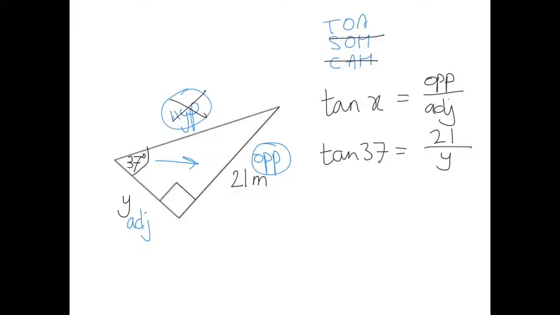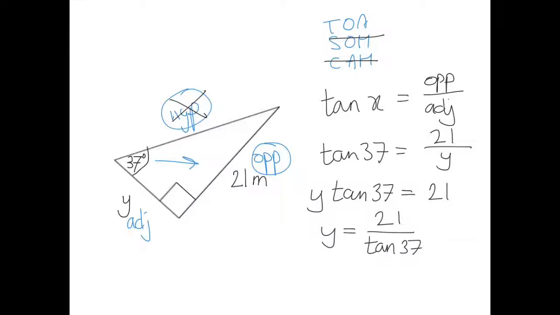So what I have to do is multiply through to get y times tan of 37 is equal to 21. And to find y on its own, I now take the 21, and instead of multiplying the left by tan 37, I'm going to divide the right by tan of 37. And when we put that into our calculator, we get 27.9 meters. Again, three significant figures.